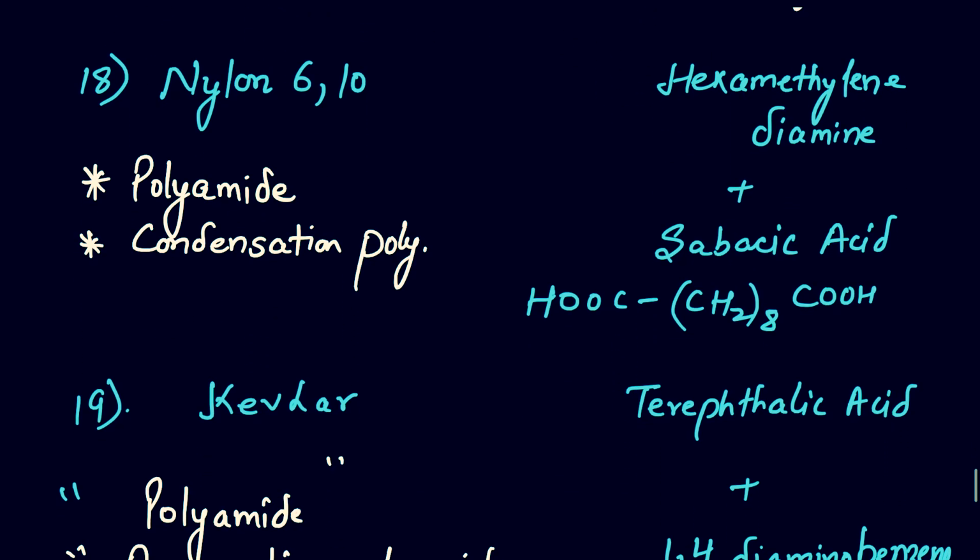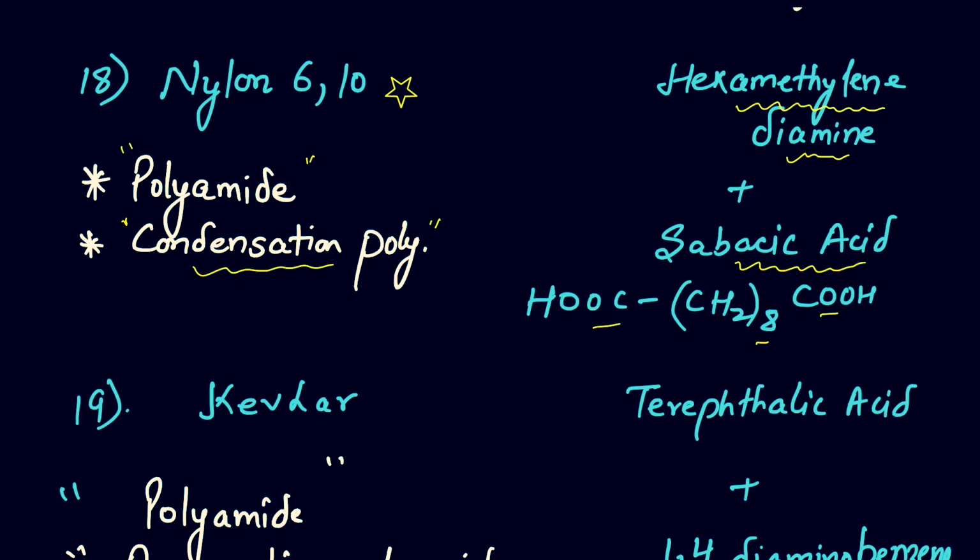Our next polymer is nylon 610. Its monomers are hexamethylene diamine that contains 6 carbon atoms and sebacic acid that contains 10 carbon atoms. So the numbers 6 and 10 represent the number of carbon atoms in the monomers. It is an example of a polyamide, and it is a condensation polymer.